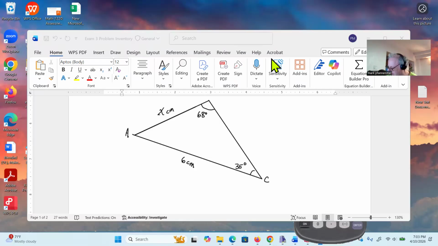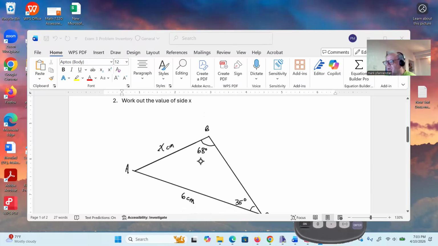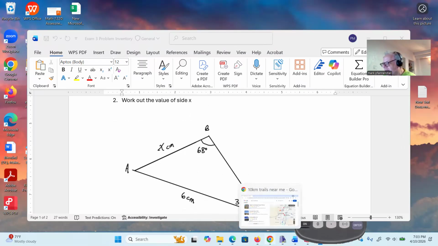Welcome back to trigonometry. We are working on our second problem dealing with the law of sines, law of cosines. In this problem, we have to work out the side x. Let's work out the value of side x. Again, it's going to say two decimal places, so we'll go ahead and do that. Let's take a look and figure out what that's going to be.